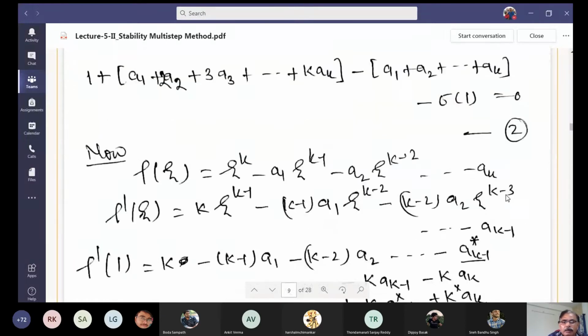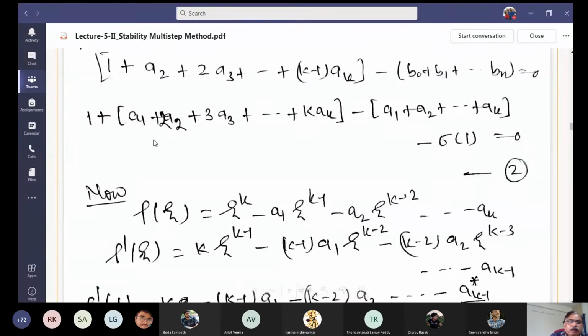That is your sigma 1. Already I have written. Now we'll just rewrite this. 1 plus a1 is added, right? So a1 I have subtracted here. A2 is there. I have added one more a2, so it will become 2a2. So 1a2 is added, so 1a2 is subtracted, right?